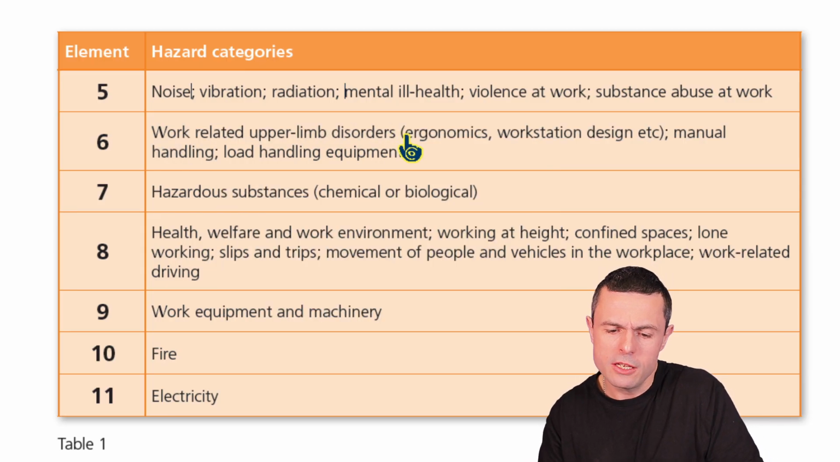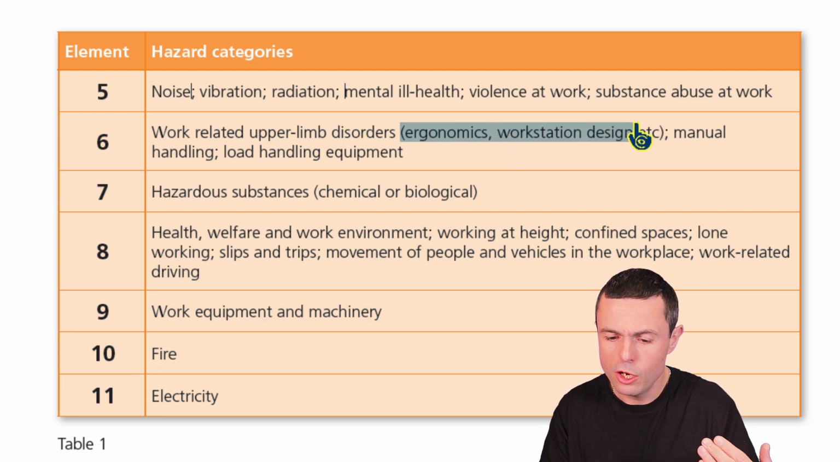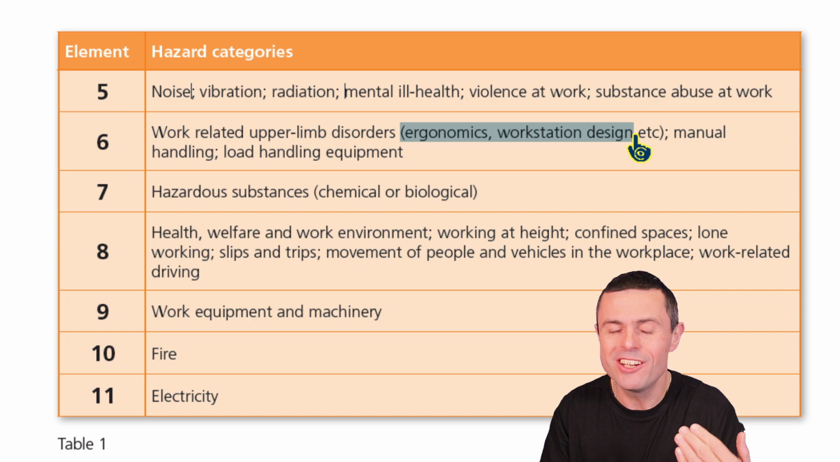Let's get back to the advice. And there's a kind of a clue in here. Notice it says work-related upper limb disorders. It says in brackets ergonomics and workstation design. So the design of the workstation.